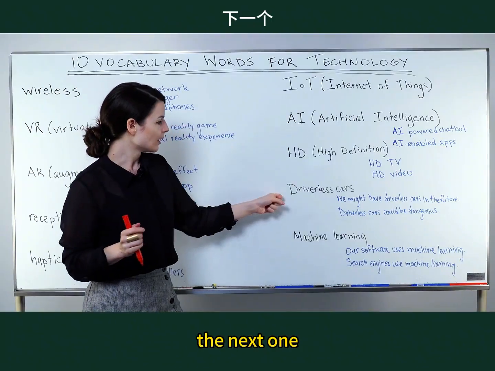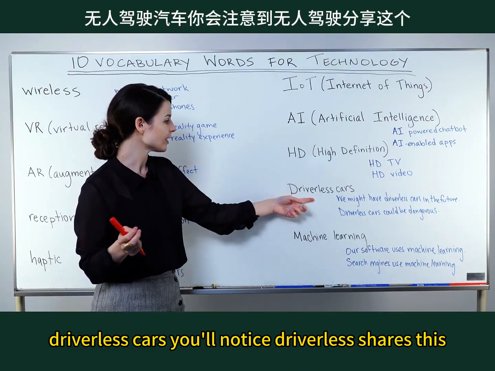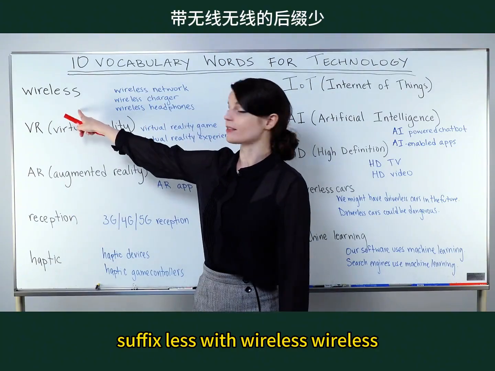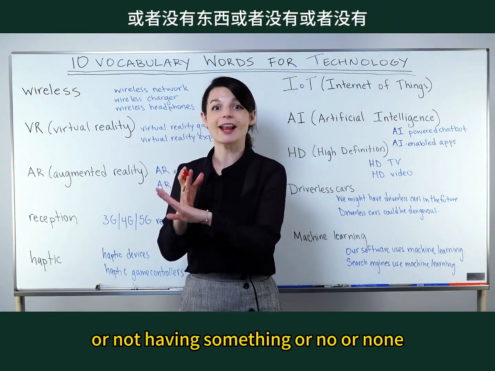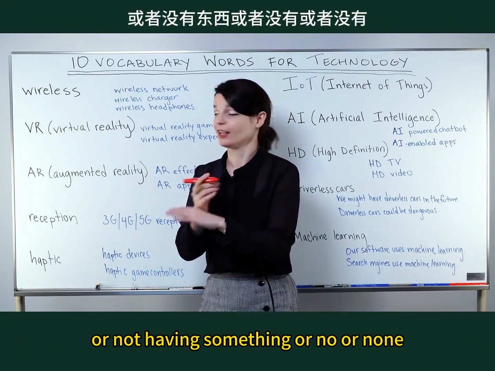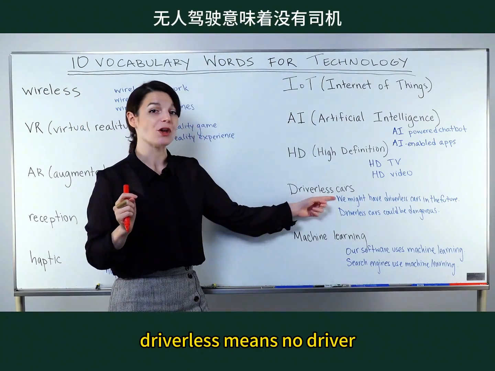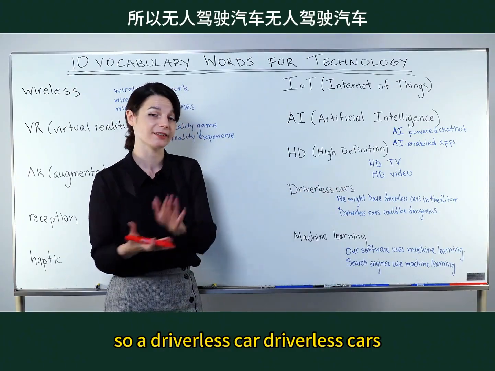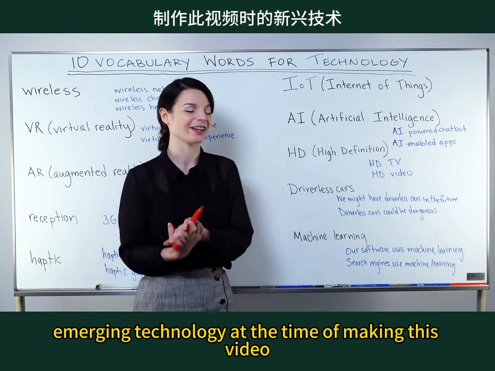Okay, the next one, driverless cars. You'll notice driverless shares this suffix less with wireless. So this less means not, or not having something, or no, or none. So wireless means no wire. Driverless means no driver. So a driverless car, driverless cars. This is another new emerging technology at the time of making this video.